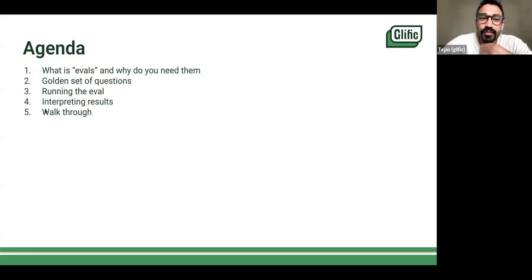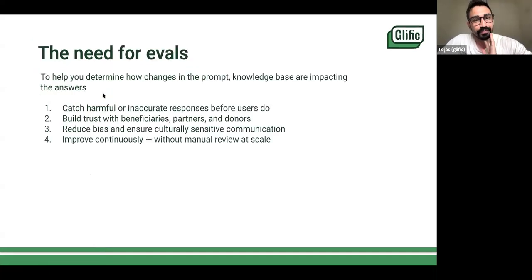So today's agenda: what are evals? Why do we need them? Some details about what goes into evals. There is something called a golden set of questions. Then there is how to run the eval in Glyphic, and we'll briefly touch upon some advanced things. What we are showing right now in Glyphic is a starting point. There's a lot more advanced things you can do, but once you have a hang of it and you're seeing value, we can work individually with you to do some advanced things too. Then interpreting the results of those evals, and I'll do a walkthrough of this on the Glyphic platform.